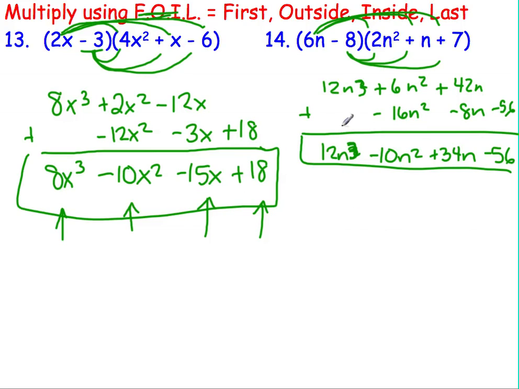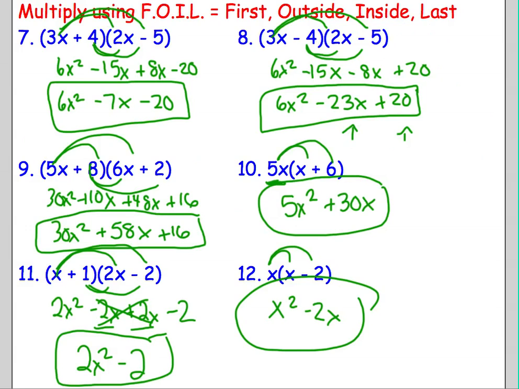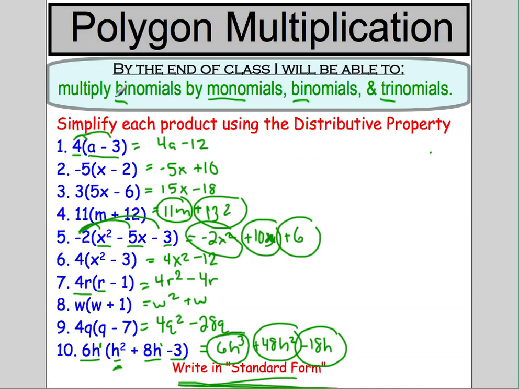We're multiplying. We're going to be multiplying, as we talked about. We multiplied monomials, or binomials by monomials, which is one term like this. Binomials, which looked like the last page, what we did the majority of the time, and trinomials, which is what we just did those last two problems.